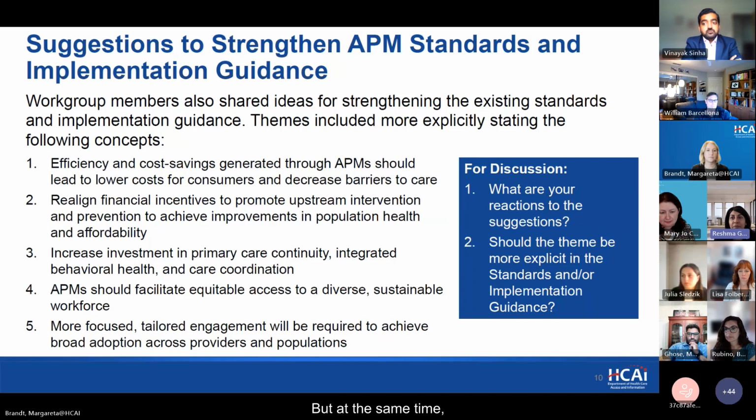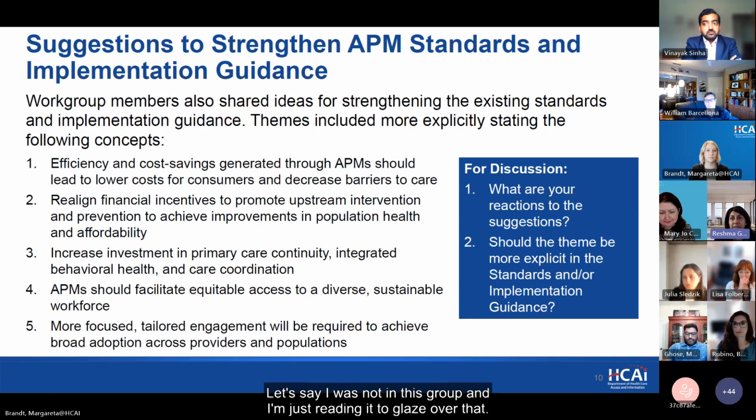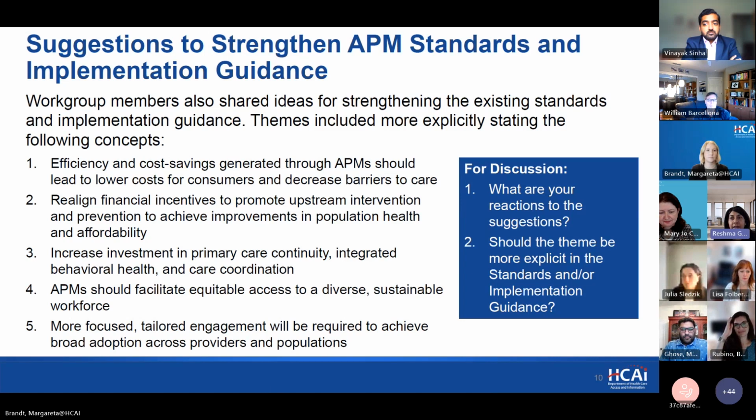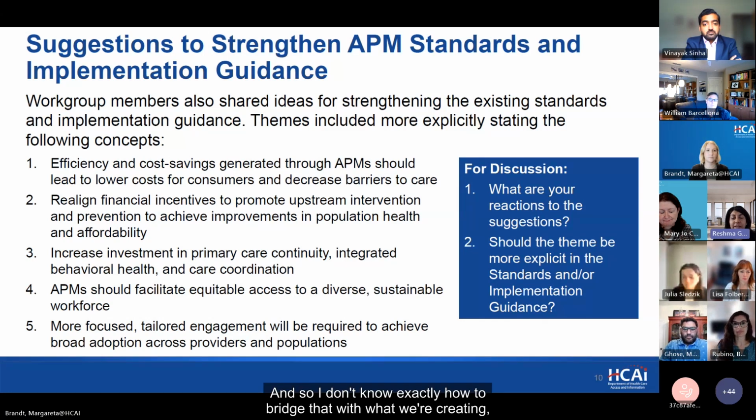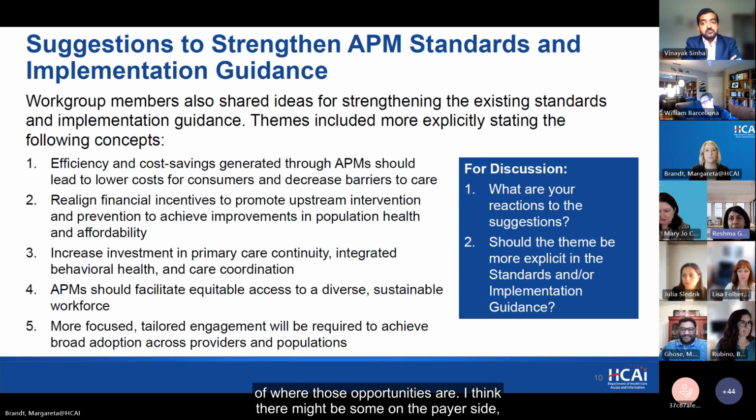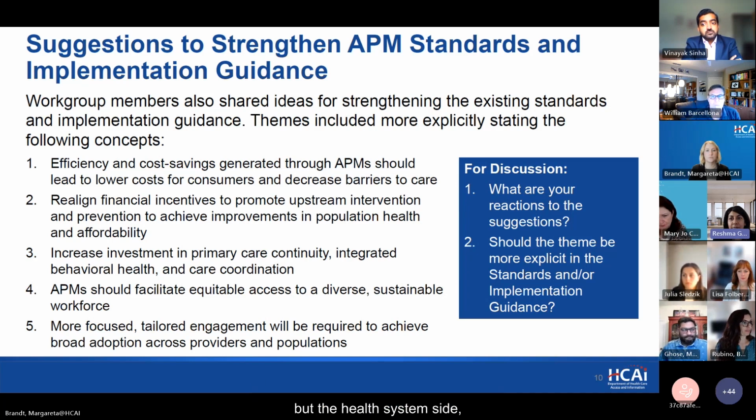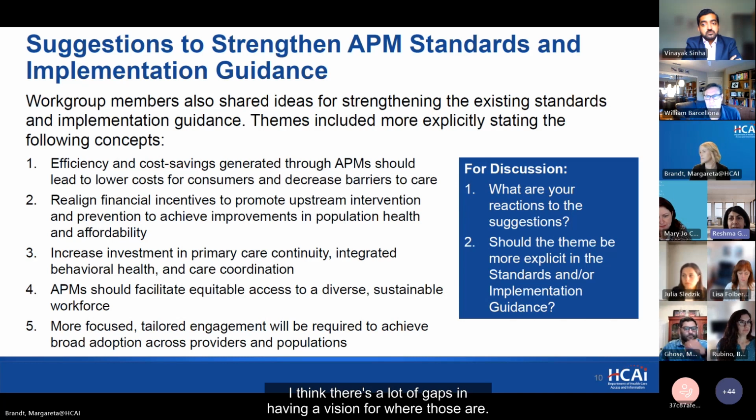But at the same time, if our document doesn't emphasize it and call it out enough, I think it's really easy, let's say I was not in this group and I'm just reading it, to glaze over that. And so I don't know exactly how to bridge that with what we're creating, what we're allotted to create. I think the other piece of it, though, is that a lot of folks don't have an idea of where those opportunities are. I think there might be some on the payer side, but on the health system side, I think there's a lot of gaps in having a vision for where those are.